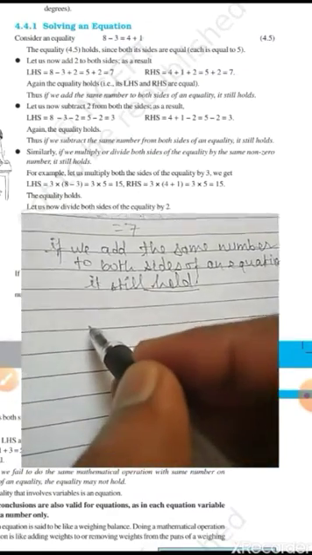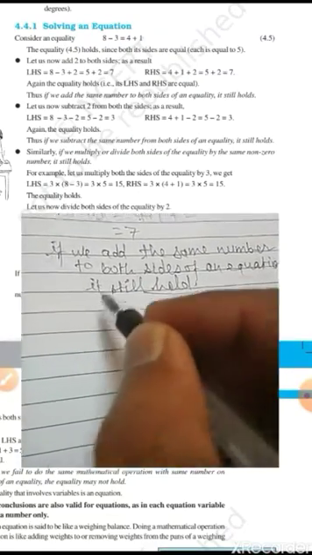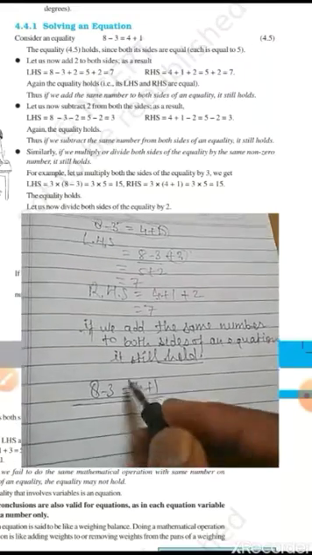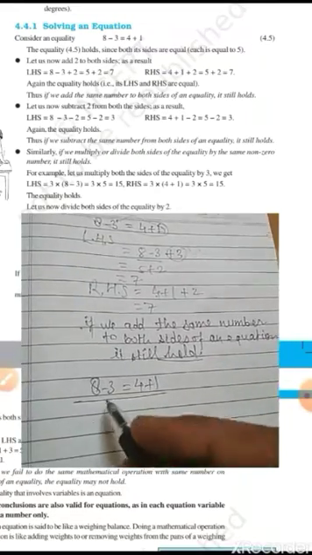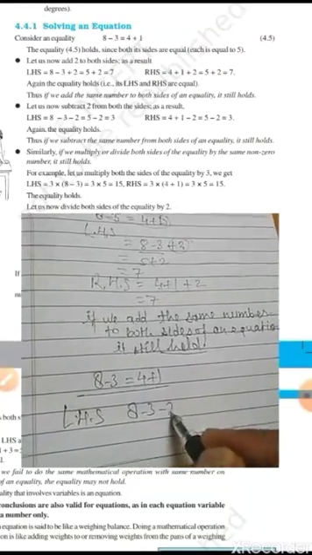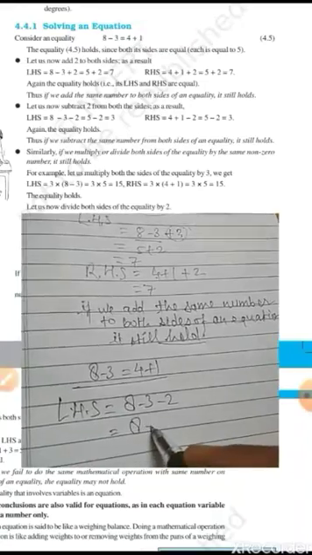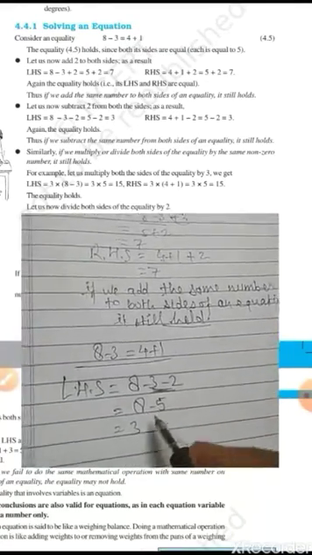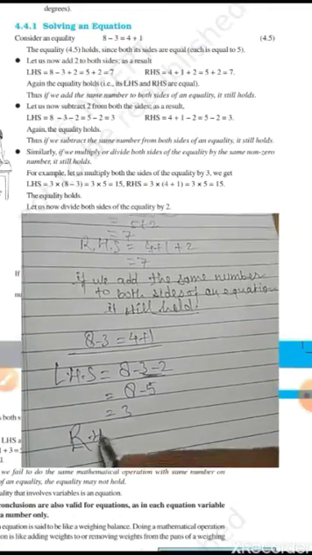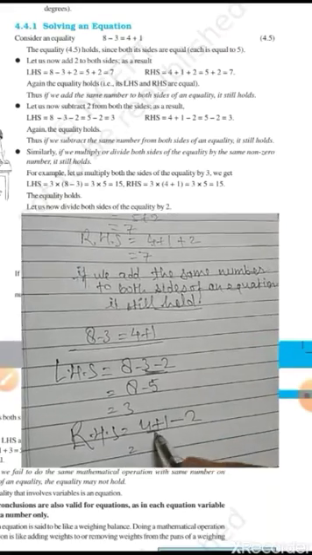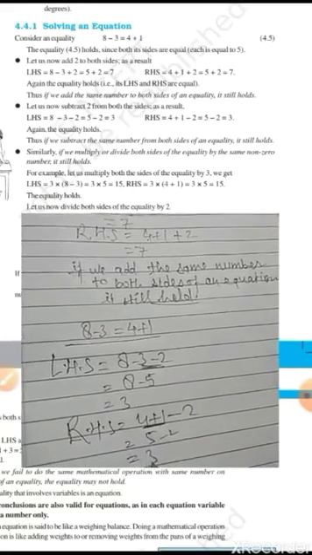Here observe, take this equality again. 8 minus 3 is equal to 4 plus 1. If you subtract 2 from both sides, then what will be the value of LHS? 8 minus 3 minus 2. So 8 minus 5, it will be 3. And RHS, 4 plus 1 minus 2, 5 minus 2, it is 3.